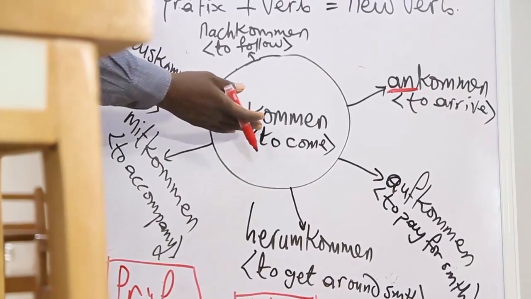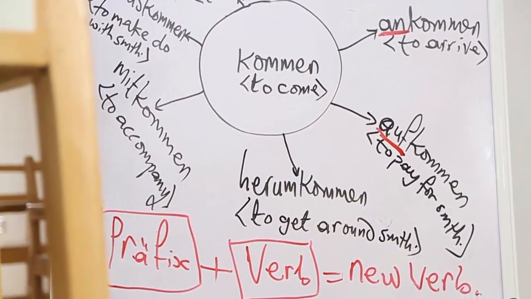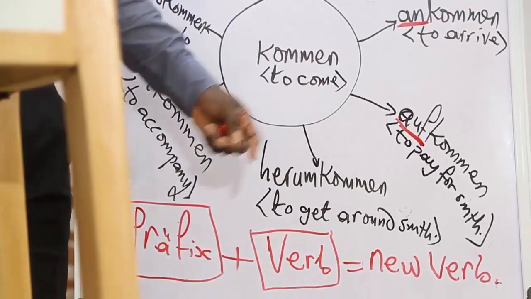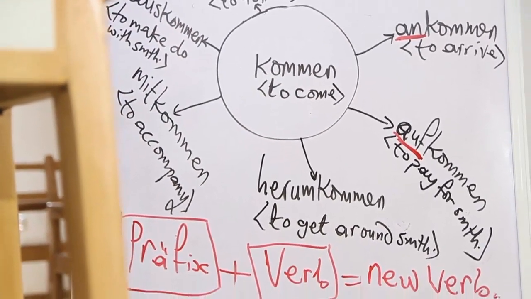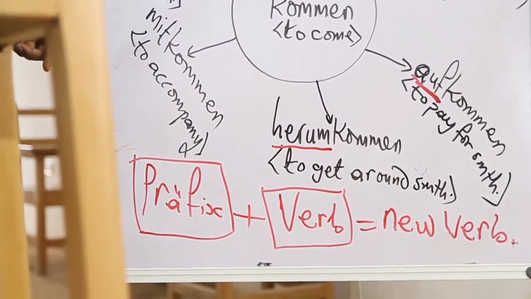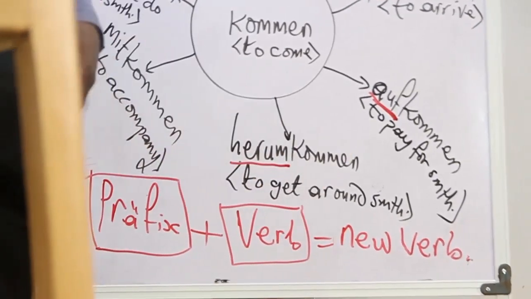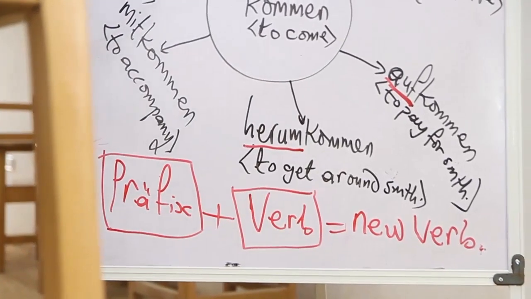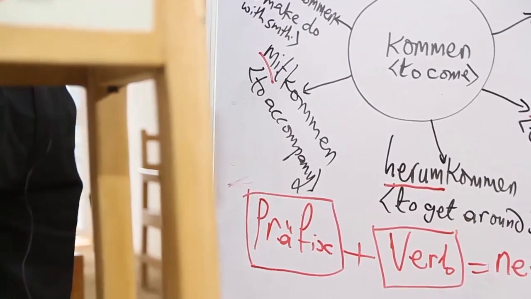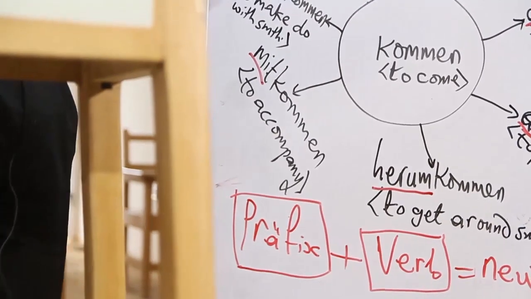Then the same kommen, to come, this prefix auf is added to it and we have aufkommen, and it means to pay for something. Then the same kommen, we have rum as a prefix added to it, and the meaning changes to get around with something. Rumkommen. Then mit, which is a prefix, is added to it, and we have mitkommen, which means to accompany, to come with.